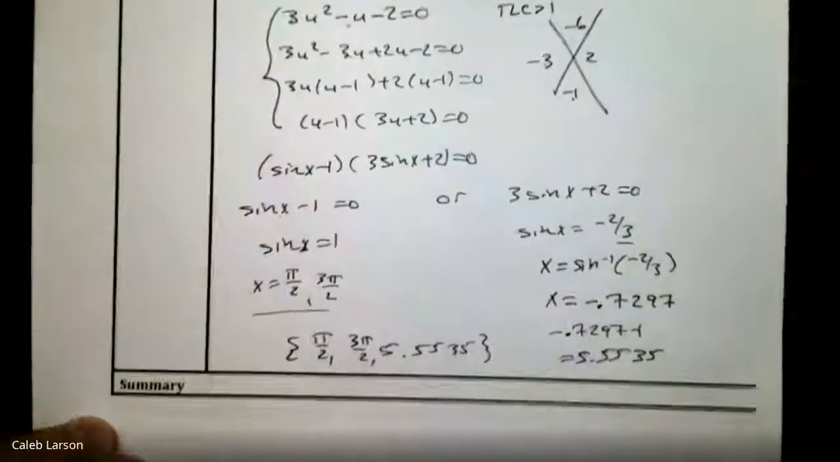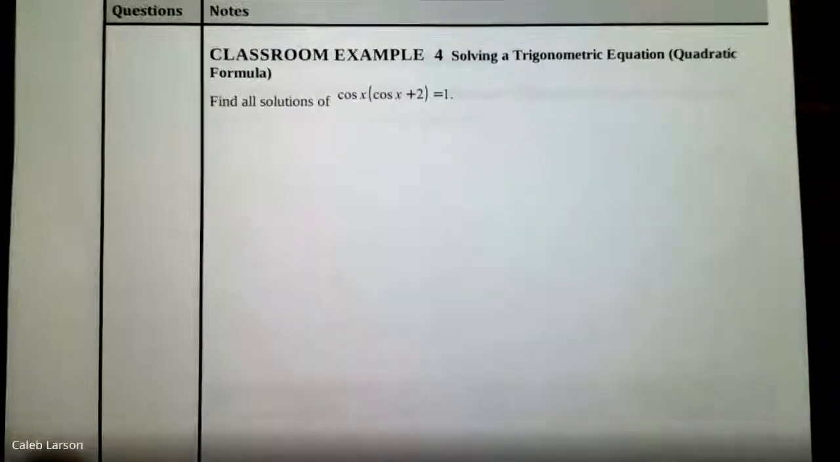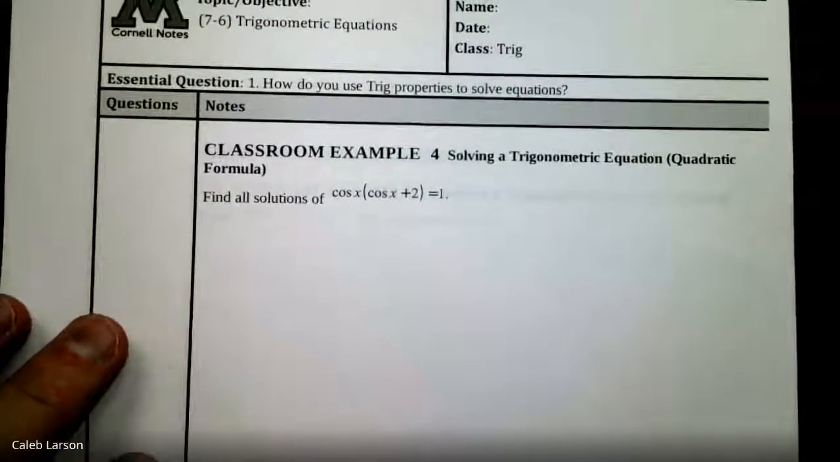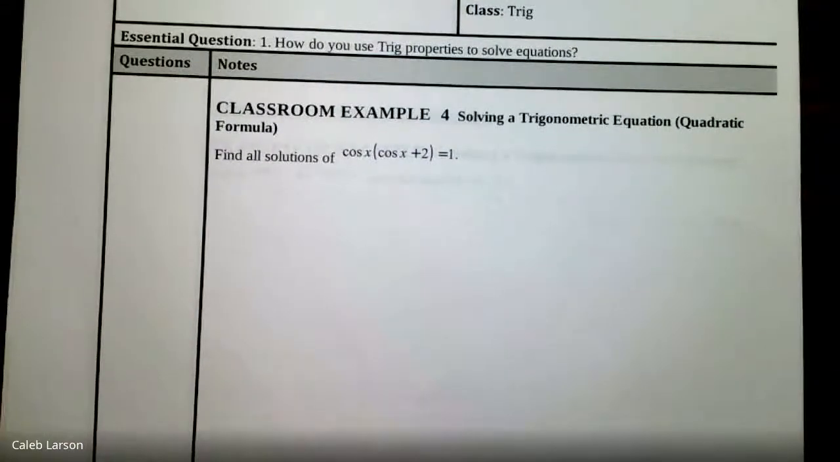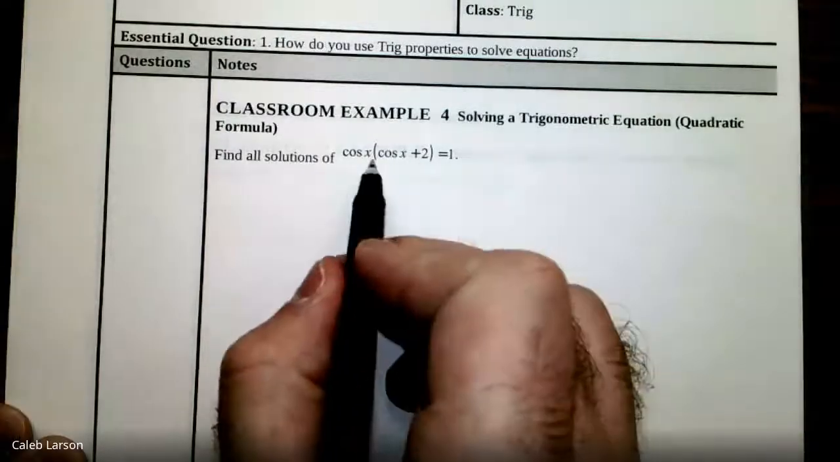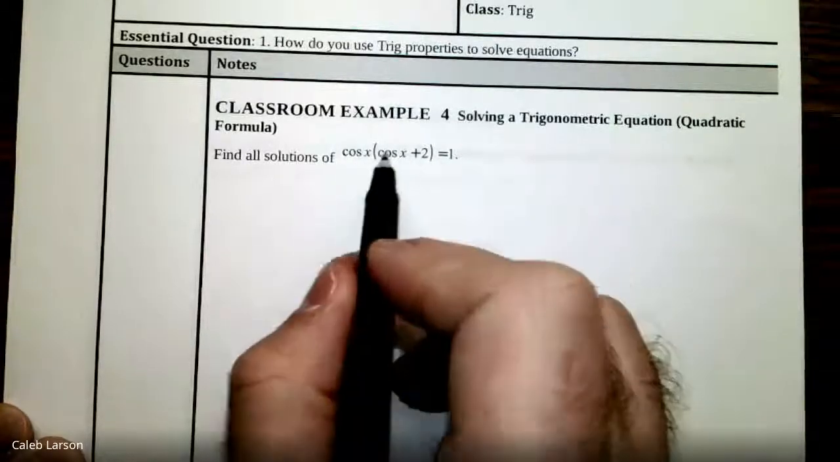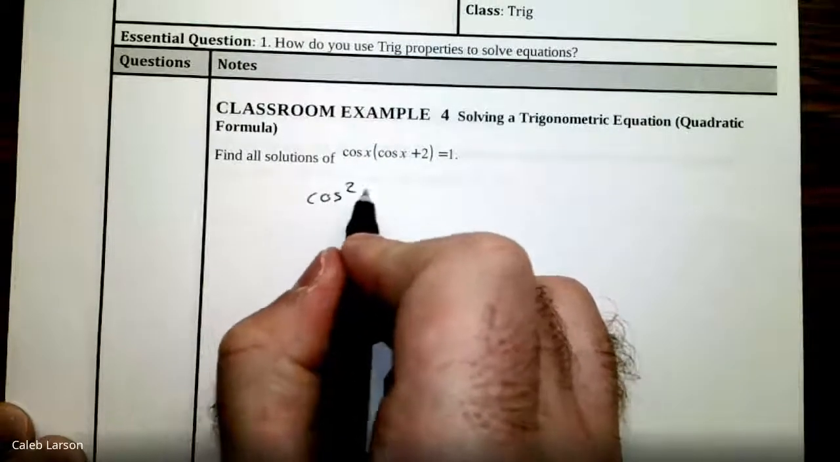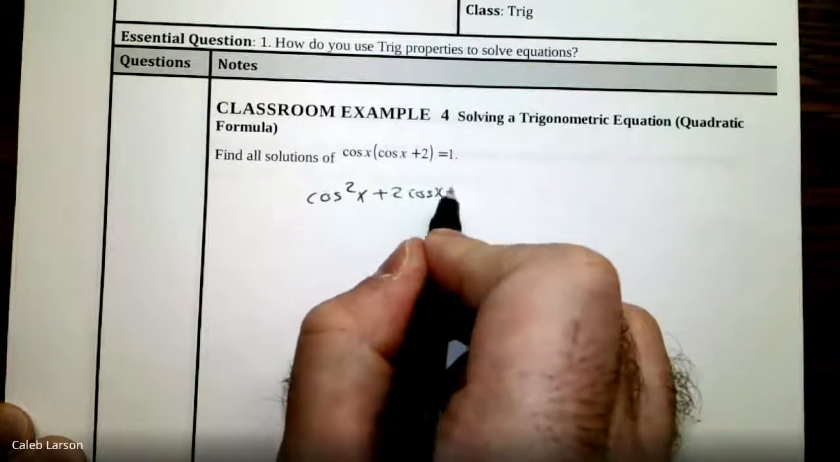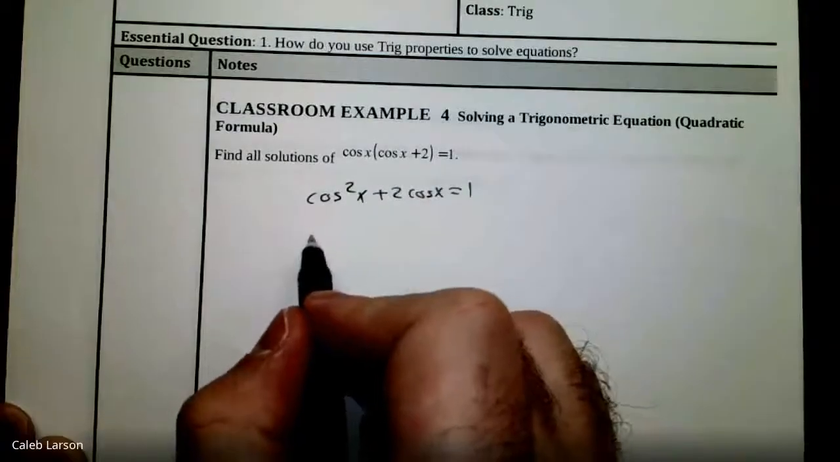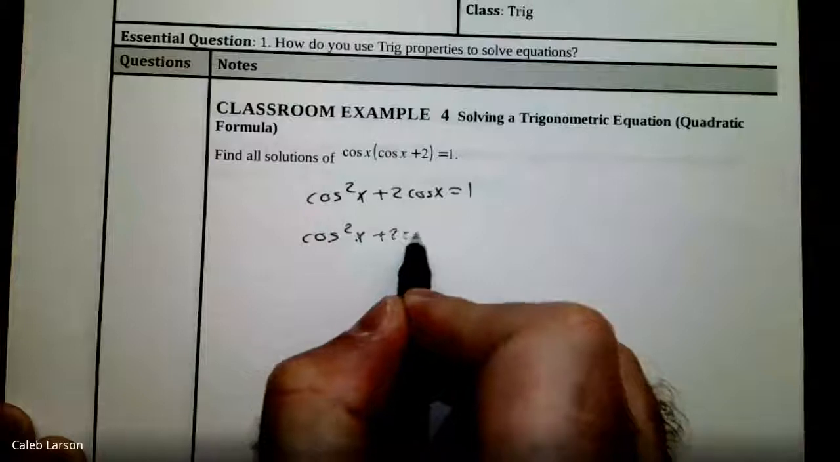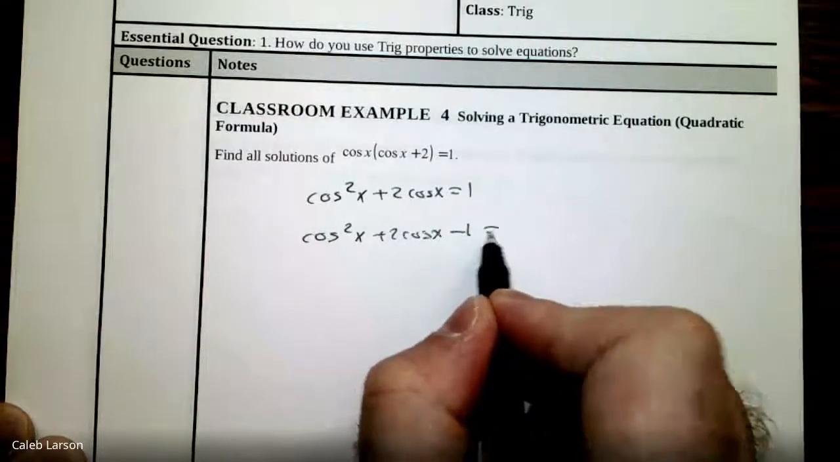I think we can get one more in this video, okay? Now this one's the quadratic formula version. Again, all of these are just equating to solving these different quadratic methods that you learned back in algebra, okay? So here we have cosine of x times cosine of x plus 2 is equal to 1. If we work through this, we distribute the cosine, and we get it on the left side. So we have cosine squared x plus 2 cosine x minus 1 is equal to 0.